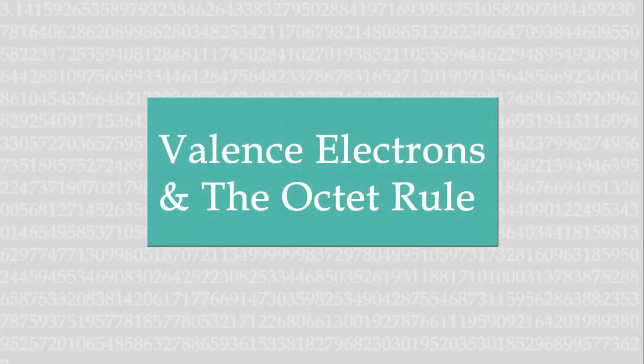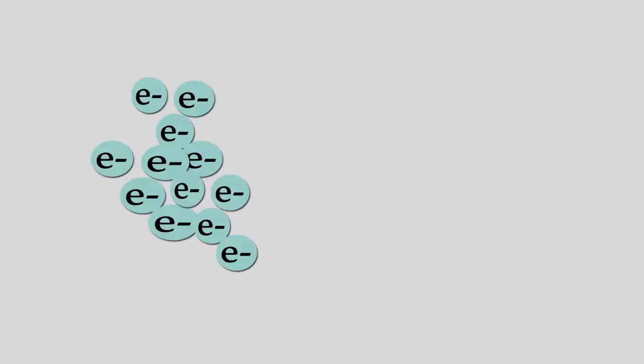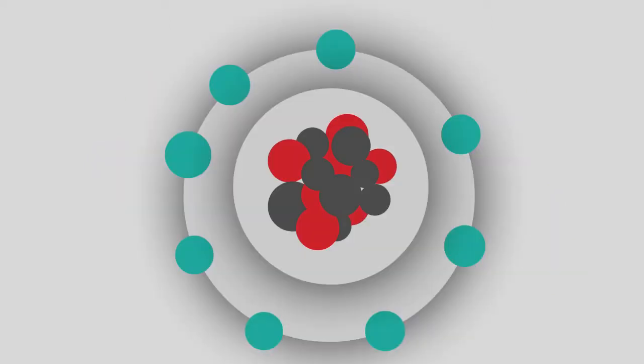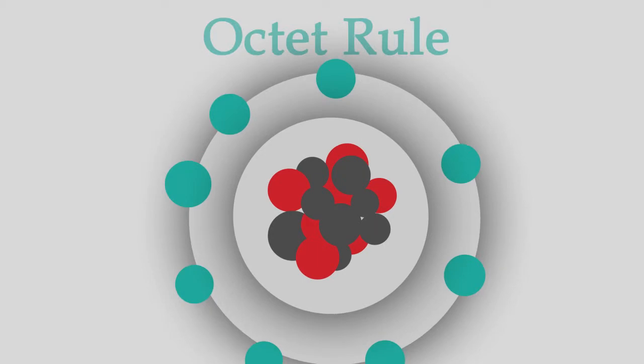Valence electrons and the octet rule. It is because of these orbitals that each energy shell has a specific max number of electrons per energy shell. Atoms start out with a 0 charge. Their number of electrons equals their number of protons. Despite this, atoms always want to have 8 electrons, no more, in their outermost shell. This is known as the octet rule.